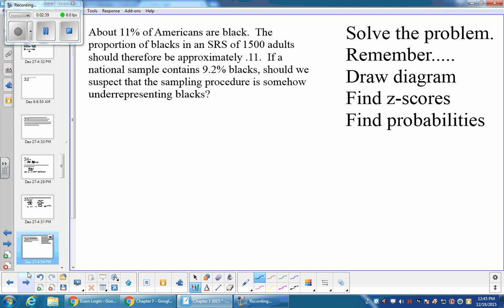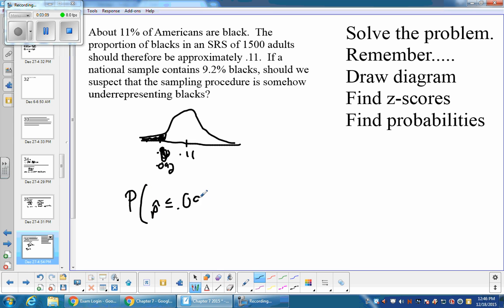All right. Now we just need to solve it. So if we get a sample of 9.2, if I made a quick diagram of this, the mean would be 0.11, and 9.2 would be somewhere over here, and we want to find the probability. I get 9.2, so that's 0.092 or less. So that's the probability that my p hat is less than or equal to 0.092, which is the probability that my z-score is less than or equal to 0.092 minus 0.11 over 0.008.